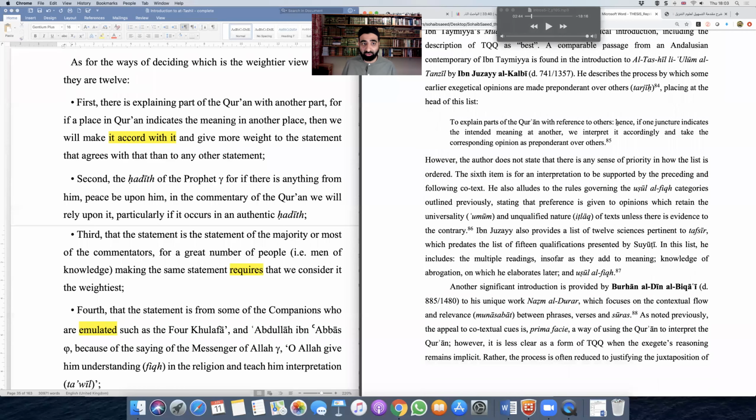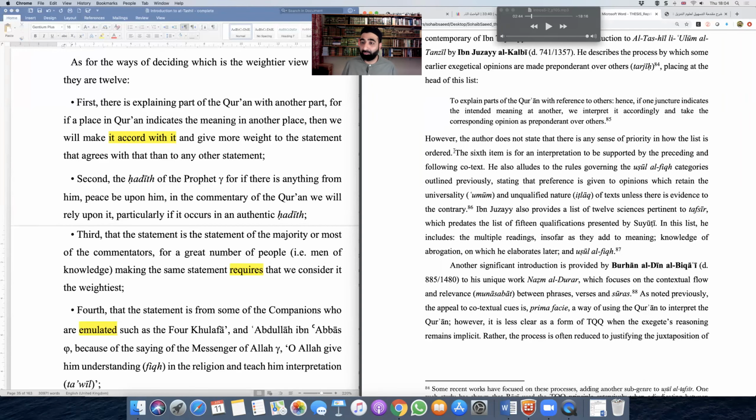To explain parts of the Quran with reference to others. Hence, if one juncture indicates the intended meaning at another, we interpret it accordingly, and take the corresponding opinion as preponderant over others. I'm comparing mine with theirs: you notice that we both happen to use the word accordingly, but I don't see hamluhu ala kadha as meaning make it accord with it. Right? It's rather we interpret it accordingly, interpret it in that light, and take the corresponding opinion as preponderant. So saying preponderant is a bit more technical way of talking about tarjih rather than make it weightier. Tarjih as weight is kind of nice in its own right, because it's like a balance of scales weighing up the two sides, and then the tarjih of one over the other. So that is something that you do get from the word tarjih.